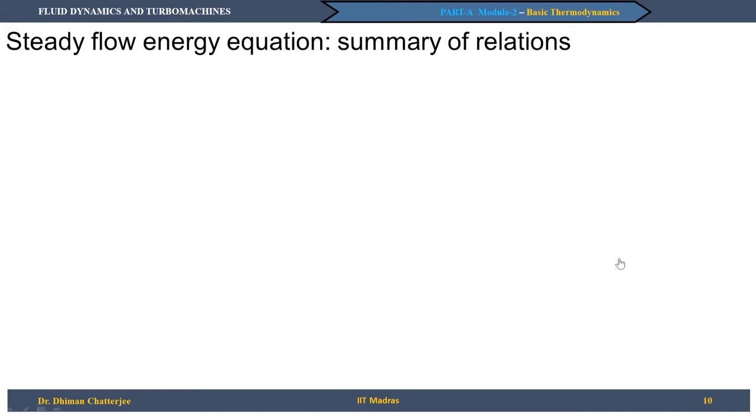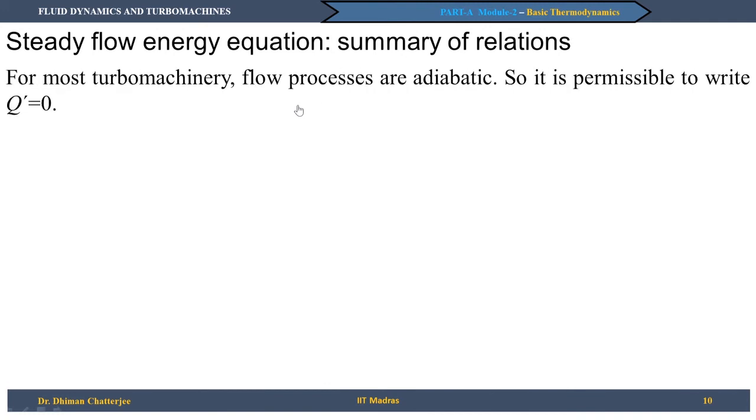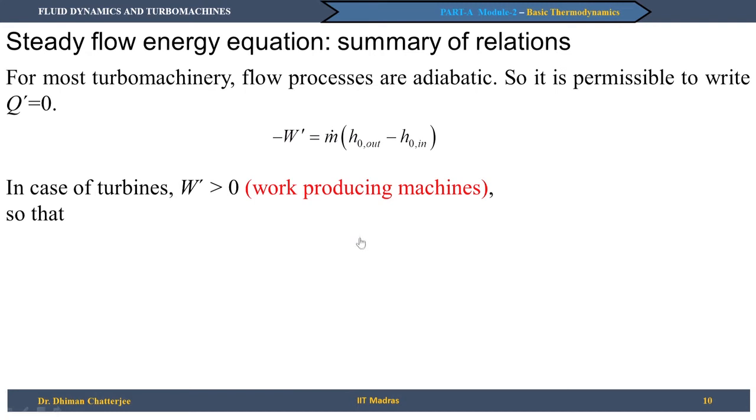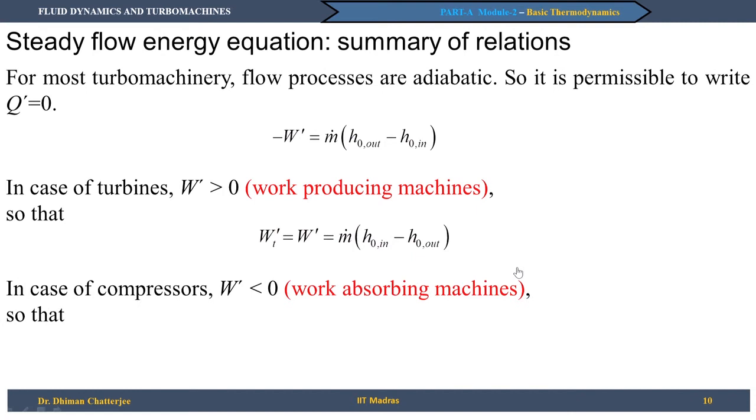So, let us summarize the steady flow energy equation, whatever we have learned so far. For most turbomachinery applications, the flow processes are adiabatic, that is, there is no heat transfer, and it is permissible to write Q prime equal to 0. And we can write that minus W prime equal to m dot (h0 out minus h0 in). In case of turbines producing work, we can write that Wt prime equal to W prime, which is m dot (h0 in minus h0 out). And in case of compressors, W prime is less than 0, which is a work absorbing machine, and we can say Wc prime is m dot (h0 out minus h0 in).